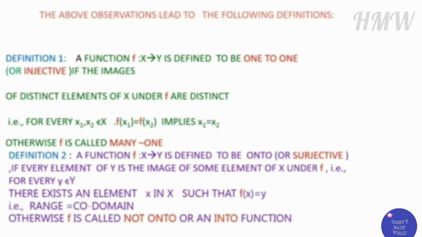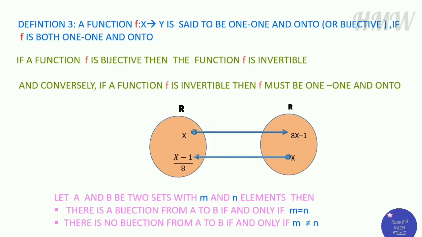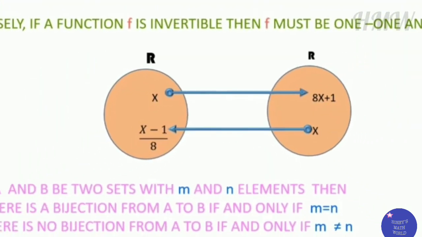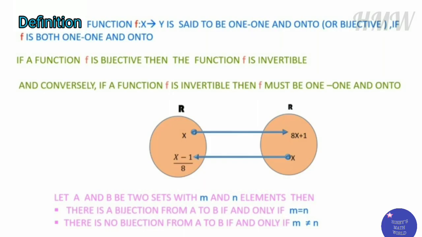Now, if a function is one-to-one and onto, that is, if a function is injective and surjective, then the function is called as a bijective function. If a function is bijective, then the function is invertible. That means f inverse exists. Similarly, if f is invertible, then the function f will be bijective. We will learn about invertible functions in the upcoming videos.